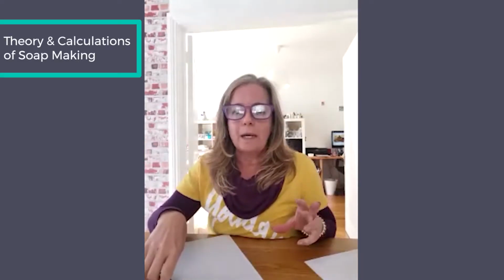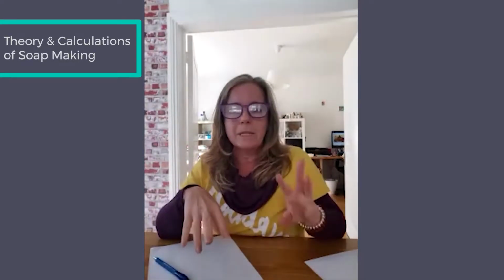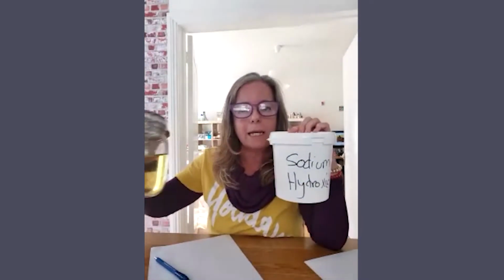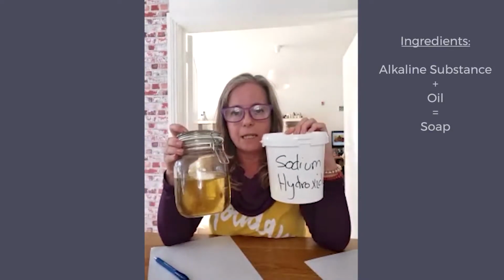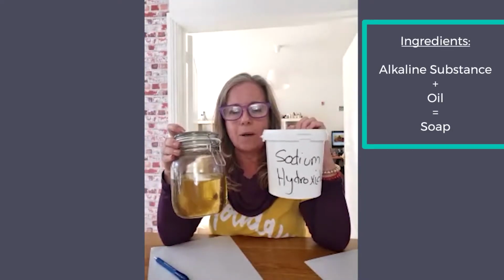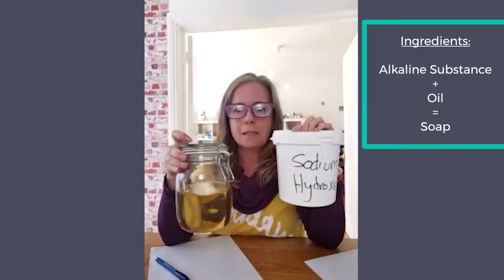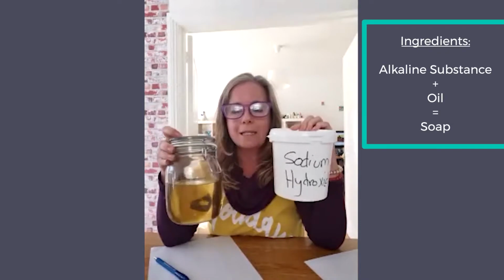Soap basically happens because of a chemical reaction between an alkaline substance and an oil, right? Which is a base and an acid. Okay, this is basically how I would explain this to a 5-year-old. You mix this substance with this, and you create soap, right?